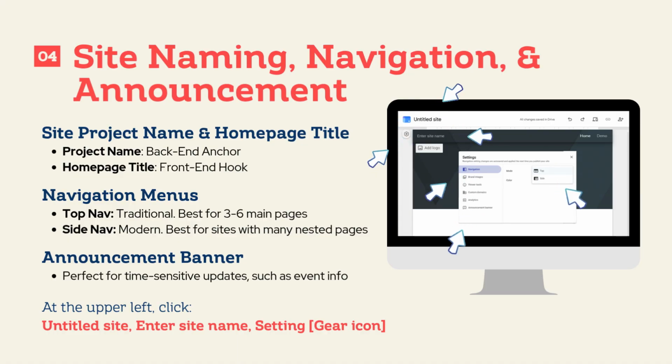There are two primary layout options to get around your site. Top navigation is the traditional horizontal menu, perfect for a smaller site, ideally between 3 to 6 main pages.